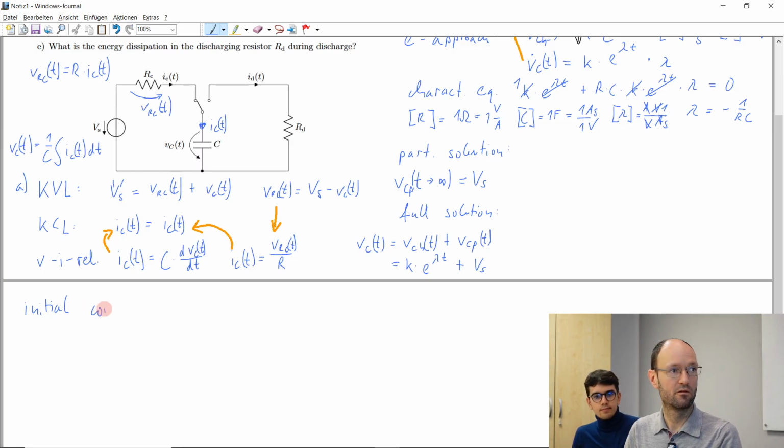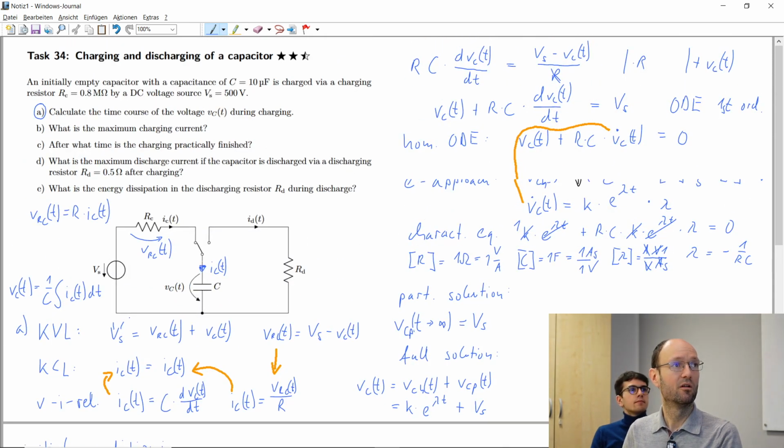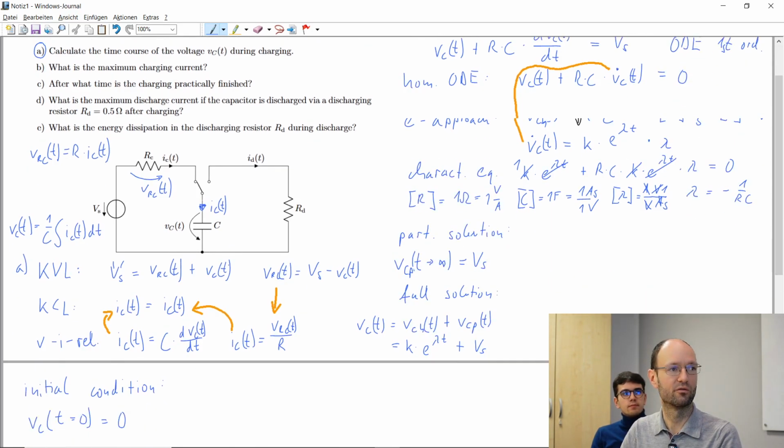And the initial condition in our circuit, or the initial condition for the voltage, so the voltage at time t equals 0 is zero, because this is written somewhere in the task sheet, I would assume. That's discharge. An initially empty capacitor. So initially empty capacitor means that the voltage across the capacitor at the time 0 is 0. And this is just what we have written down here.